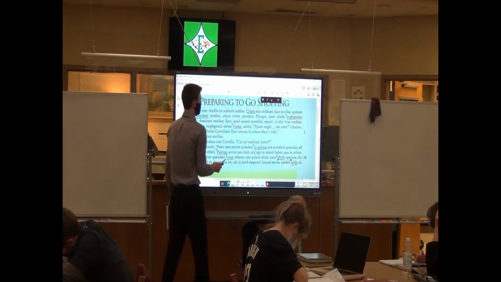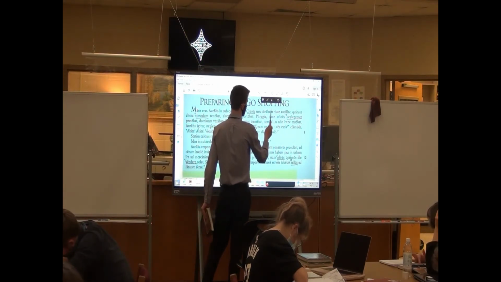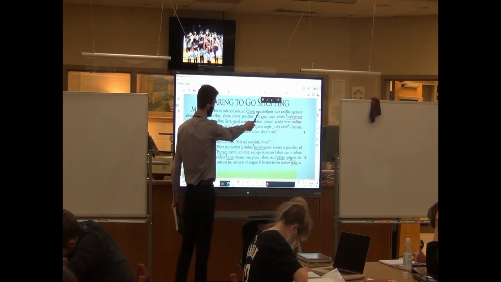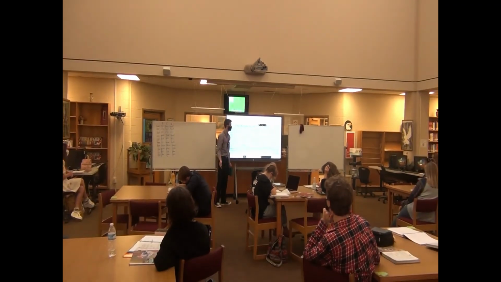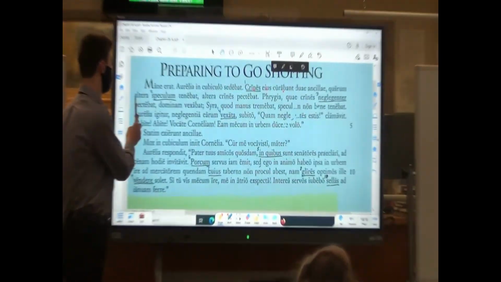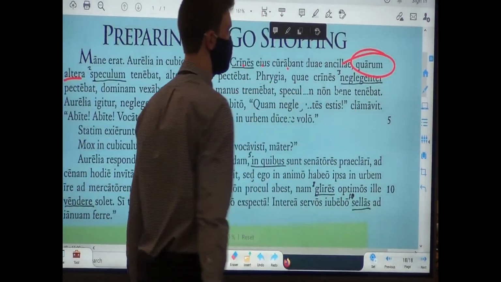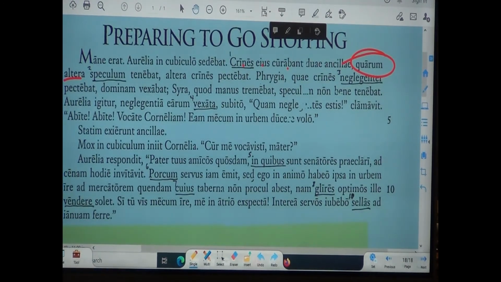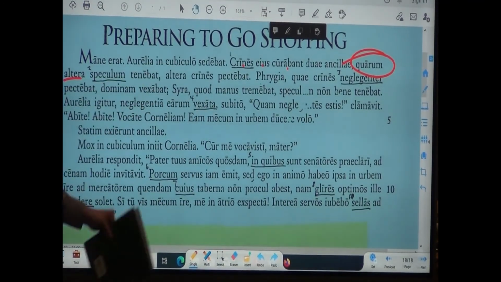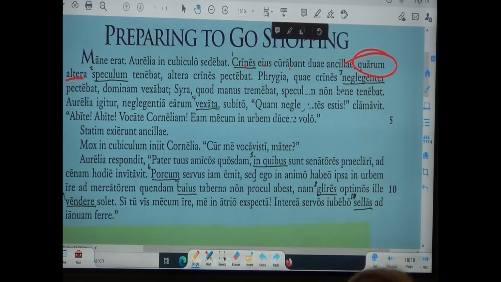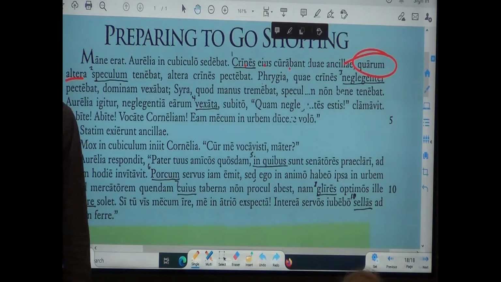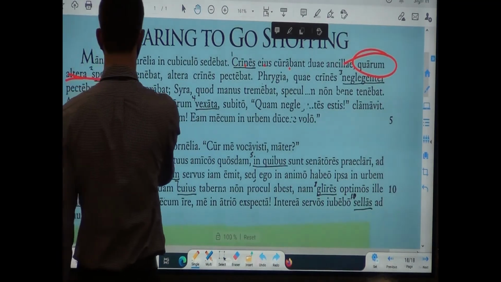So the two slave girls were taking care of the hair, her hair, and then he said, one of which, right? So, one of which, what is quarum in this sentence? What kind of word is it? What kind of pronoun is it? Relative. So, what's our relative clause here? One was holding a mirror.